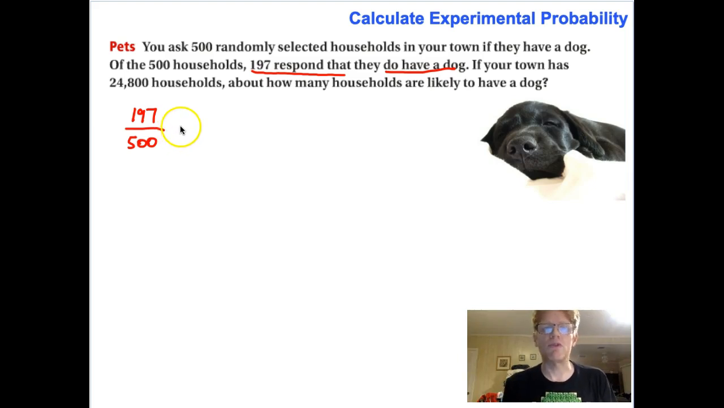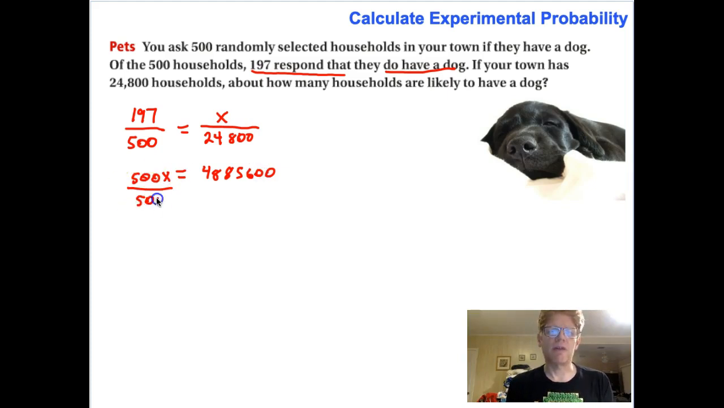Now we can solve this with a proportion, right? We could set this up as something over 24,800, right? So the total number of households, 24,800, under the number of households that have dogs, and we can solve that. So we get 500x is equal to, and then we multiply 197 times 24,800, and we get 4,885,600, and then we would simply divide on both sides by 500, right? So we can do it that way, and that's going to give us x is equal to 9,771.2 households. So approximately 9,771 households.